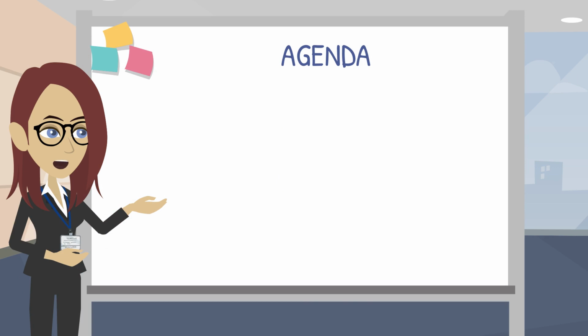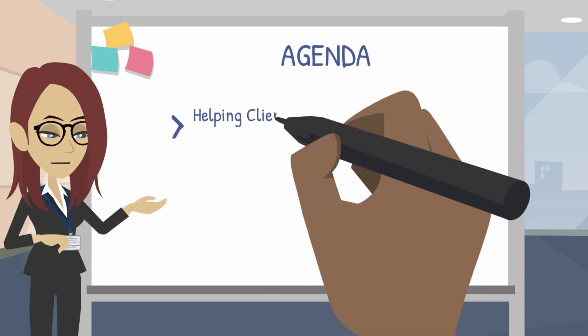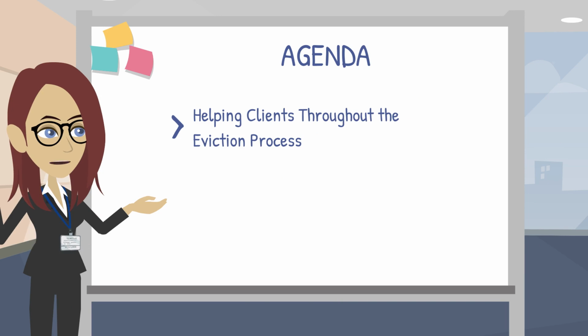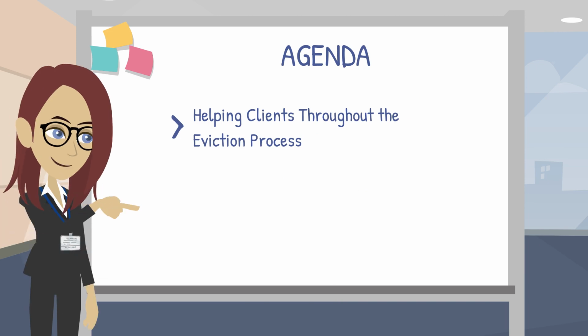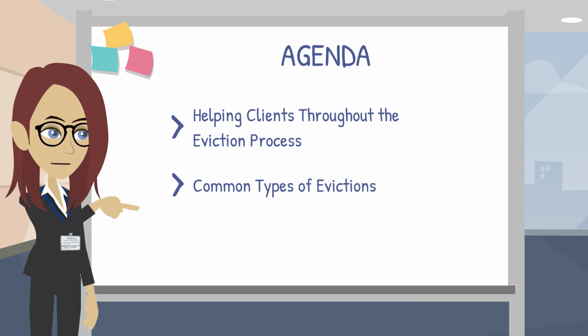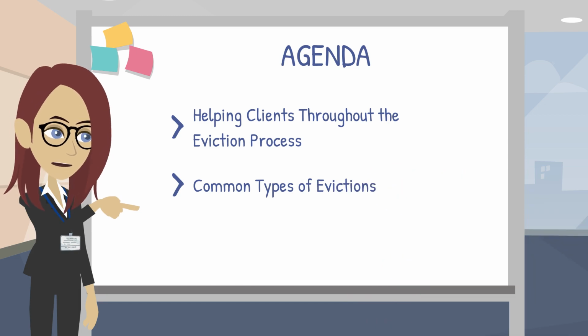We're going to start by going back to the 5-step eviction process and taking a look at some of the best ways that you can help a client depending on which stage of the eviction process they're in. After that, we'll cover some common types of evictions and things that you can do to help a client depending on which type of eviction they're experiencing.